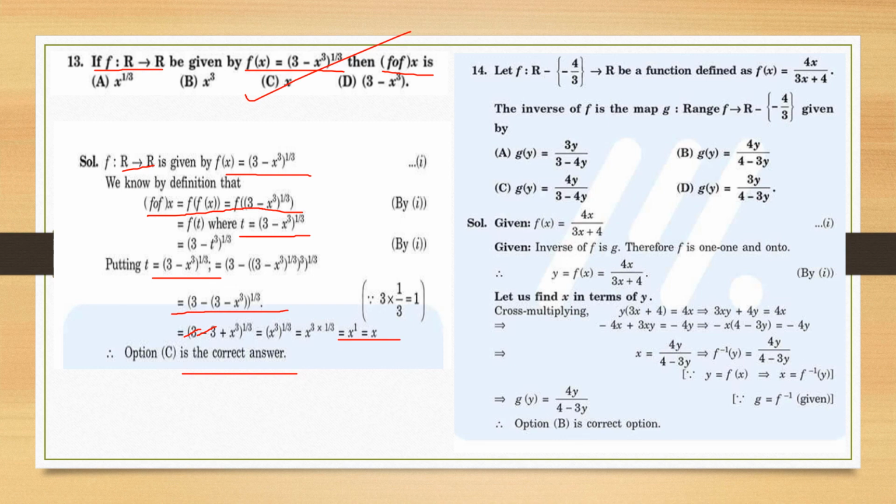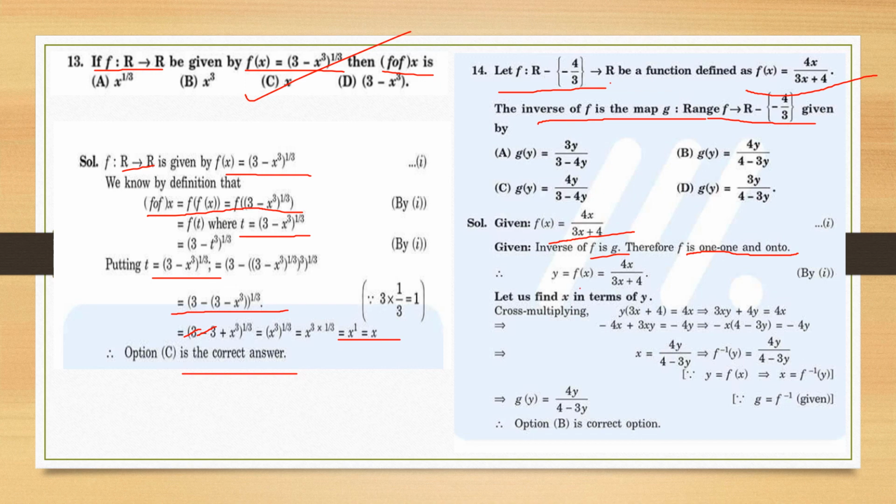Number 14: let f be a mapping from R minus 4 by 3 to R, a function defined by f(x) equal to 4x upon 3x plus 4. The inverse of f is the map g from the range of f to R minus 4 by 3, given by, you have to find the inverse. Okay, so given f(x) is 4x upon 3x plus 4, the inverse of f is g, right? So that means that function is one-one and onto. That's why the inverse exists.